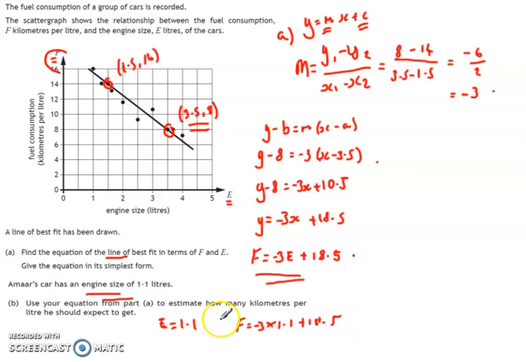Do a bit of calculation with it. Negative 3 times 1.1 is negative 3.3. Add it on to the 18.5. 18.5 minus 3.3 gives you 15.2. But 15.2 what? We've got to think of it in terms of the question that we've been given. We know that it's kilometres per litre. So what we need to say is it's 15.2 kilometres per litre. Put it back into the context of the question with the right units. So 15.2 kilometres per litre.